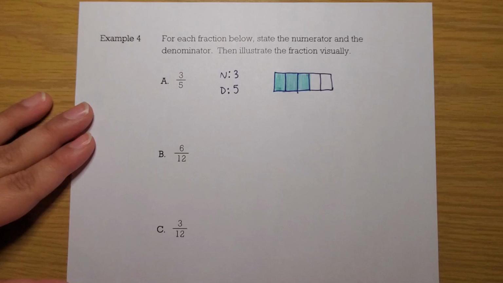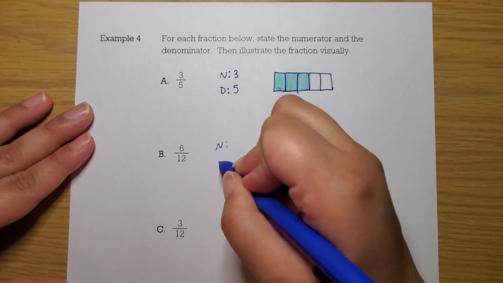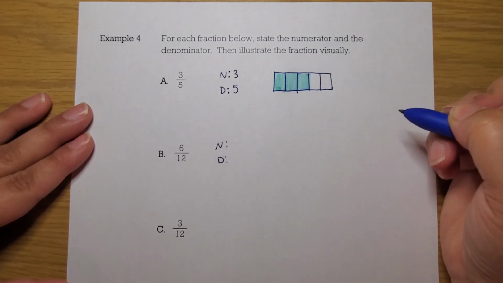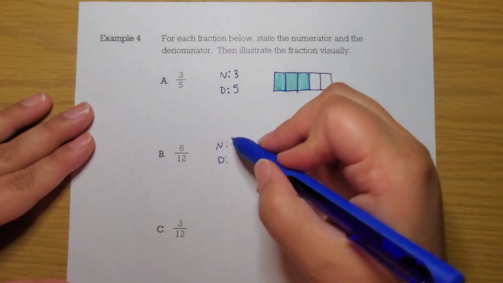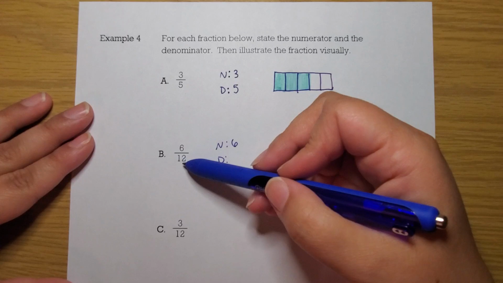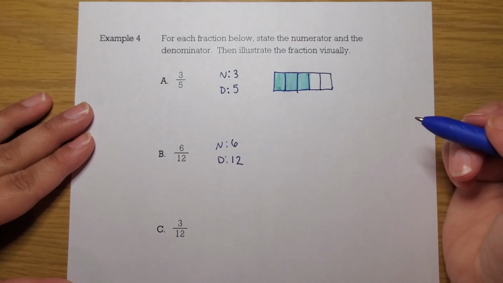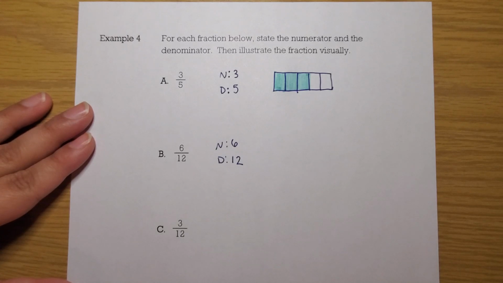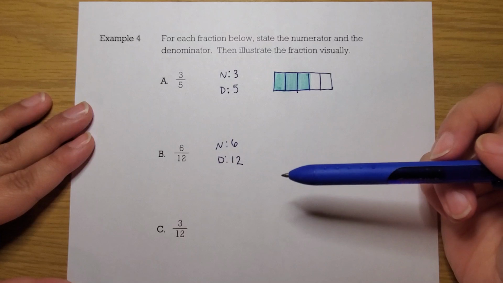All right, let's try the next one. So for part B, we need to identify the numerator and the denominator. The numerator is the top number, so we have 6. And the denominator is the bottom number, so we have 12. All right, so now let's illustrate the fraction 6/12.